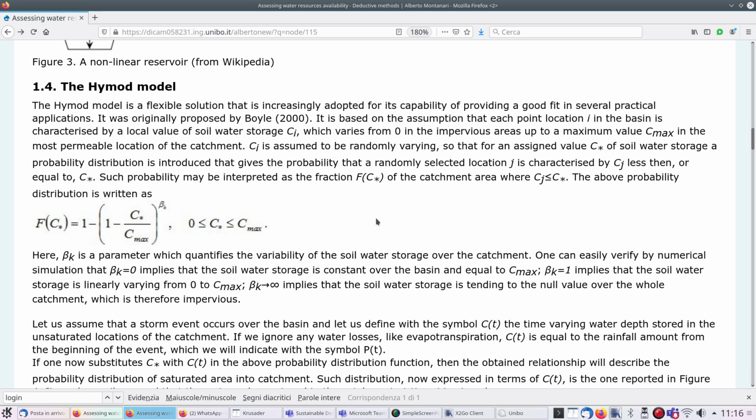Is this function varying between 0 and 1? Okay, let's see. If c star is equal to 0, what is the value of the function? The value of the function is 1 minus 1, because 1 to the power of beta k is 1. So 1 minus 1, 0. Perfect. And what if c star is equal to c max? Then between parentheses, I have 1 minus 1, 0, 0 to the power of beta k is 0, f c star is 1. So it is indeed varying between 0 and 1.